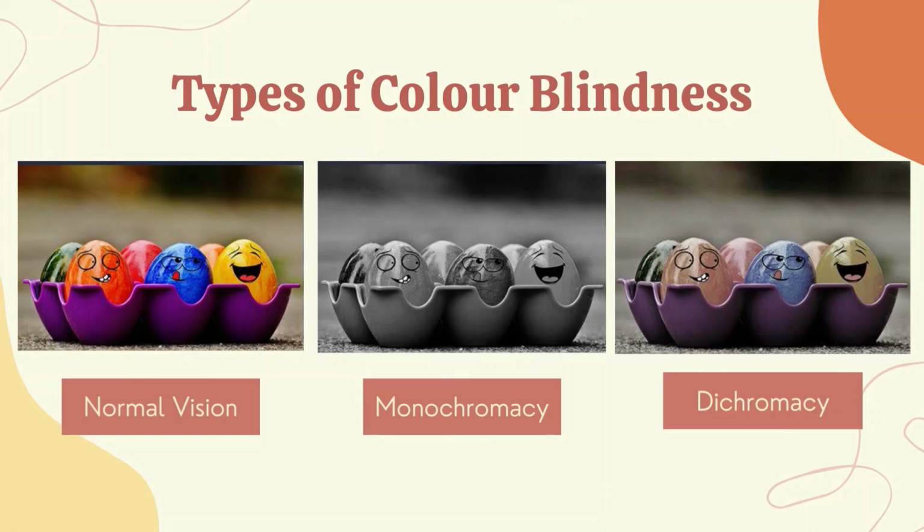Types of color blindness. Monochromacy. This syndrome occurs when 2 or 3 cone pigments are absent or damaged. In this type of color blindness, both the color and the lightness of vision is reduced to one dimension. This results in total color blindness. Dichromacy. This syndrome occurs when only one of the cone pigments is absent or damaged. In this type of color blindness, the color vision is reduced to two dimensions. This results in partial color blindness.